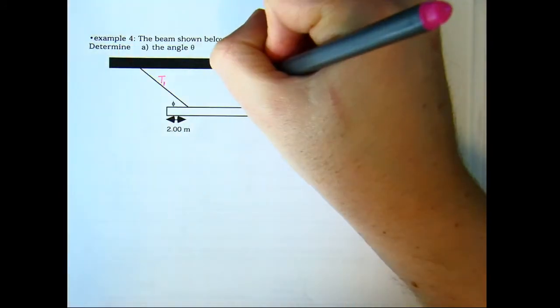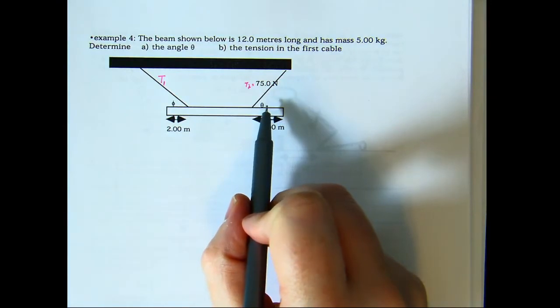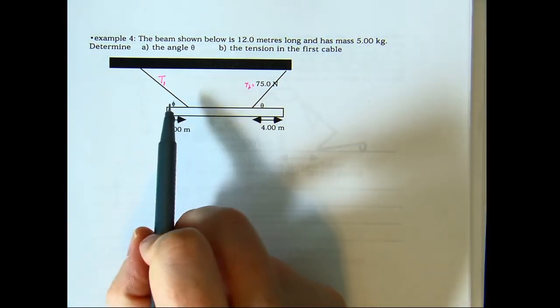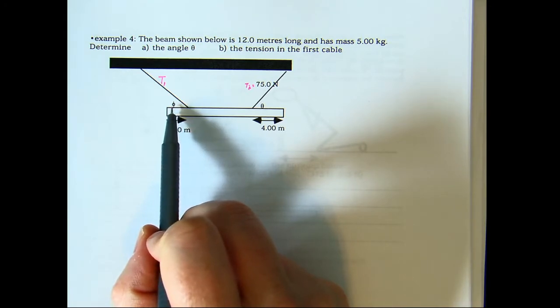So let's label some stuff here. This is going to be T1. We know T2 equals this. This is theta. You should all be familiar with theta at this point. What you may not be familiar with is this guy here. This is phi. Phi is another Greek letter we use as a variable for an unknown angle.